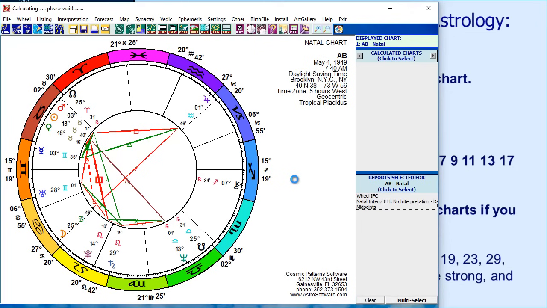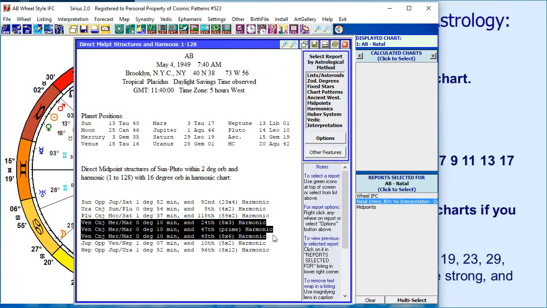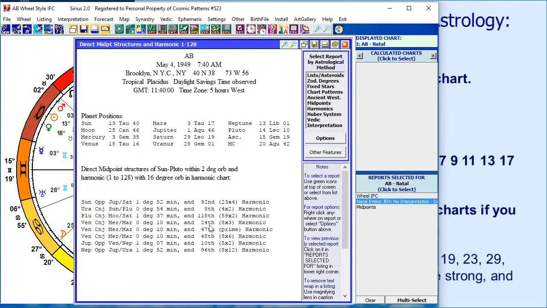It takes a few seconds to calculate. And there it is. If something takes more than a second, it seems slow. And what it's showing us is the direct midpoint structures in the chart, but we're only interested in this one, the Venus at Mercury, Mars, because this is the one with the small orb, 10-minute orb, and it tells us that it's a 24th harmonic, a 47th, and a 48th.